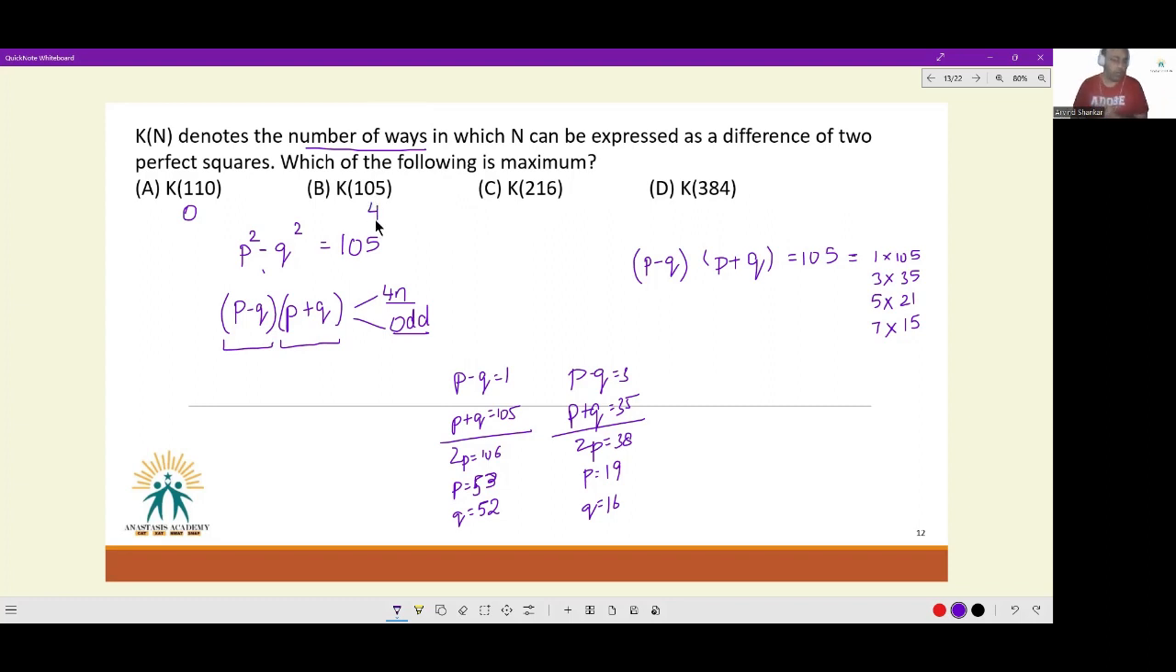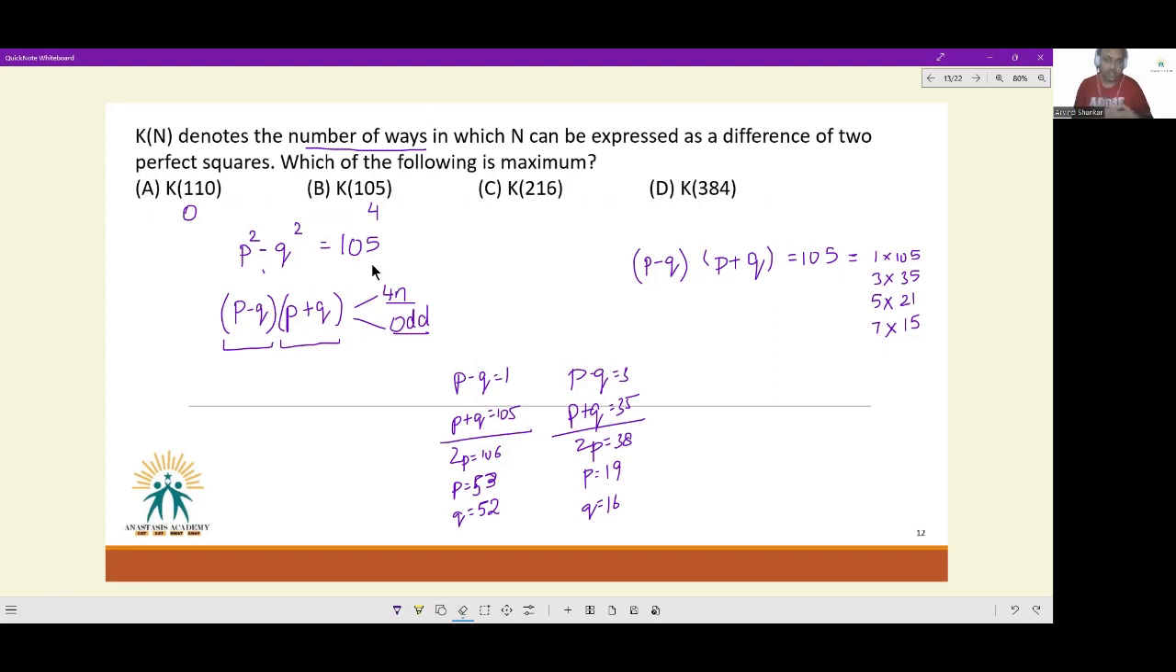As soon as I have broken it down into in how many ways can you write down 105 as a product of two factors, that is the answer to the question. You don't really have to break down and come up with acceptable solution sets in every iteration. See, if the difference of two perfect squares is given to us as an odd number, in how many ways can it be represented? It is simply the total number of factors of that odd number divided by 2.